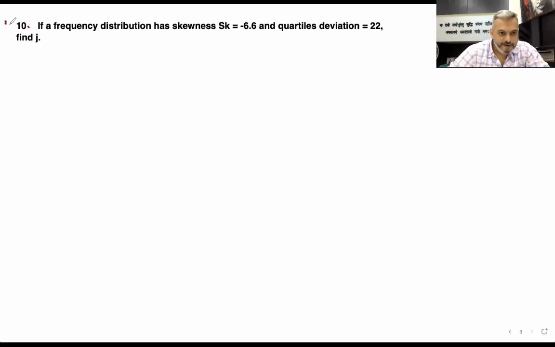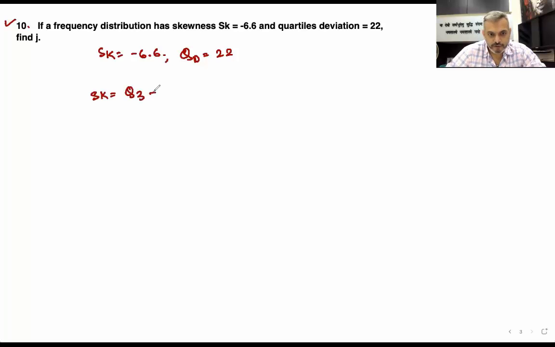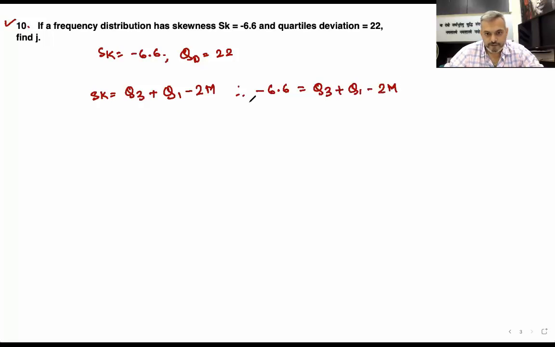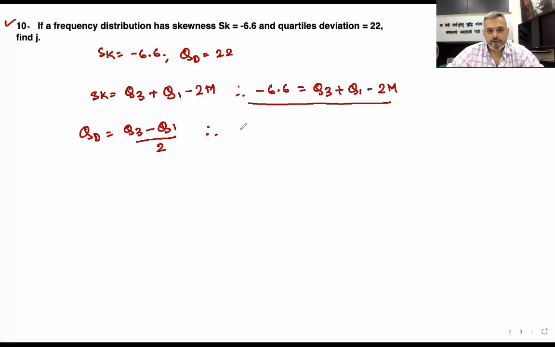Now 10 is a very important question. Skewness is equal to minus 6.6 and quartile deviation is 22. So first let's write the formula of skewness. Because it is talking of quartile, we have to use Bowley's method only: Q3 plus Q1 minus 2M. So therefore minus 6.6 is equal to Q3 plus Q1 minus 2M. We will keep this in mind. Now, quartile deviation is equal to what? Q3 minus Q1 upon 2. So QD is 22, which is equal to Q3 minus Q1 upon 2. 2 will be multiplied over here. So 44 is equal to Q3 minus Q1.